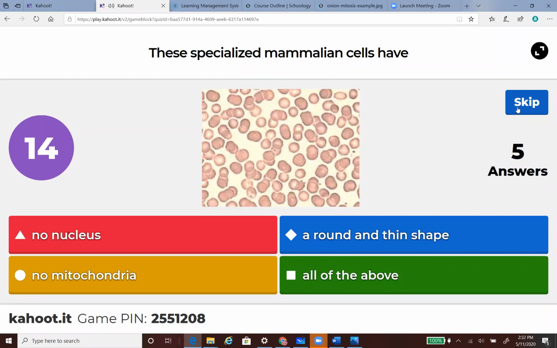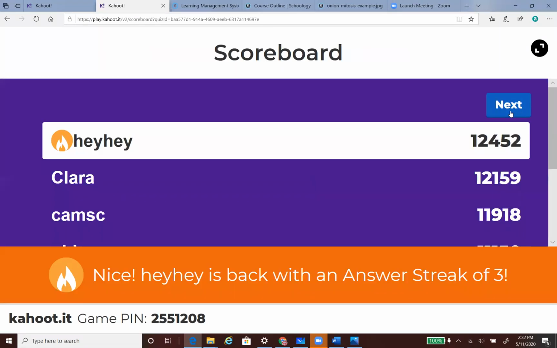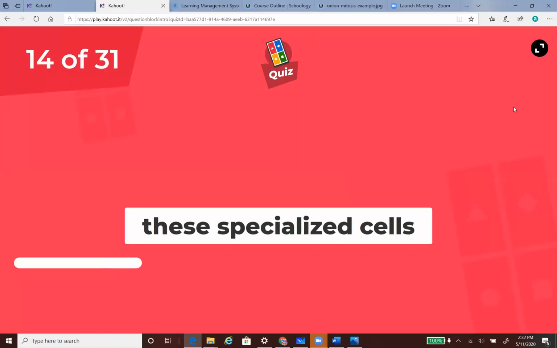Those are erythrocytes, red blood cells. Mammalian red blood cells specifically, by the way. All of the above. That's right. They don't have a nucleus, they don't have mitochondria, and they are round and thin. Look out. Here we go. Next question.